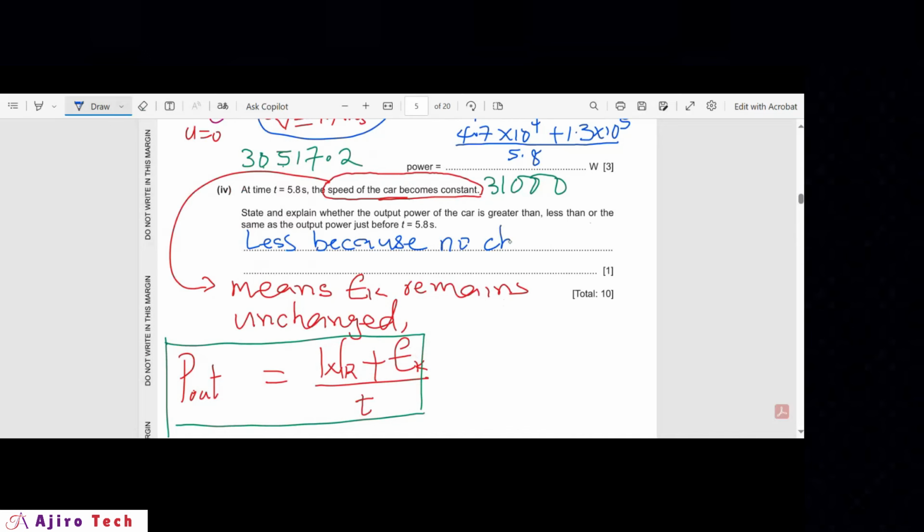Because there is no change in EK, kinetic energy, and work will only be done against air resistive force, work is done against air resistance.